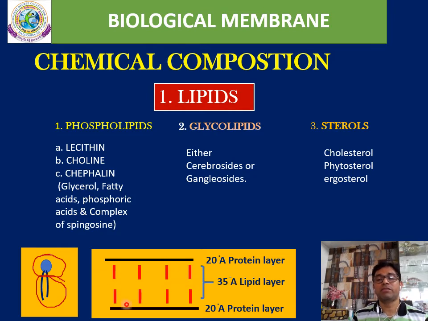On either side of this bilipid layer, a protein layer is present. So lipids play an important role in the structure of the plasma membrane. There are three types of lipids present: phospholipids, glycolipids, and sterols. There are three types of phospholipids: lecithin, choline, and cephalin. Phospholipids are made up of glycerol, fatty acids, phosphoric acid, and a complex of sphingosine.